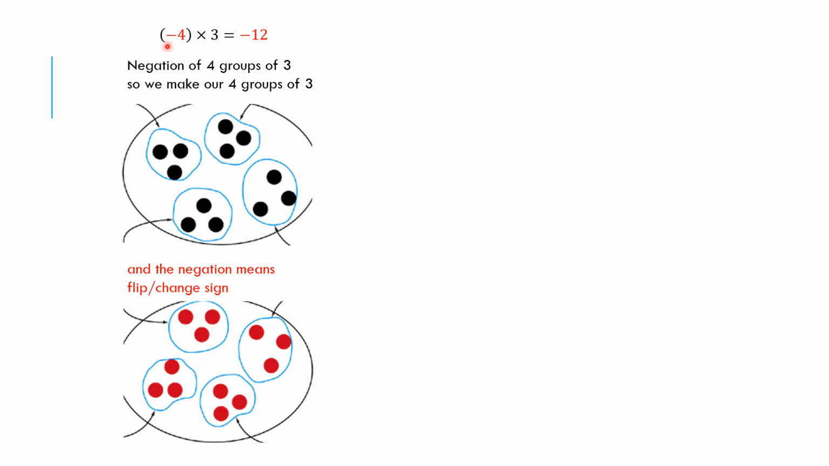So when you have a negative sign for your first factor, that means I'm going to start with what this is telling me in my groups. This is telling me I need 4 groups and positive 3 in each. But then that negative sign tells me to negate everything that's in my groups.